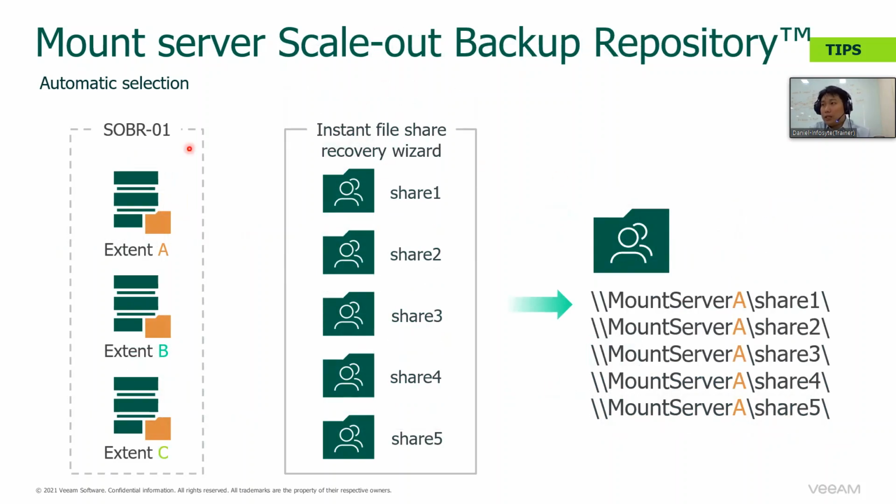That's why if you're utilizing scale-out backup repositories, remember, we covered this yesterday. When my backup job is pointing to SOBR and you trigger the instant NAS file share recovery, it will usually utilize the mount server from the first repository extent. That mount server will be automatically used to mount all your backup data and offer your instant file share access directly from the same mount server. So this will be automated if you are utilizing SOBR.